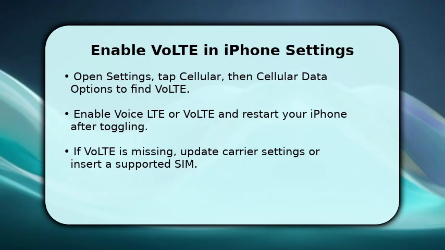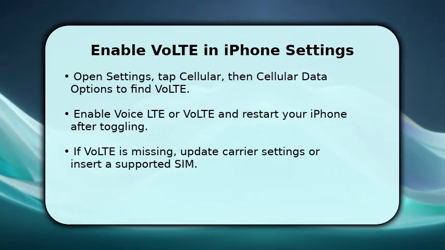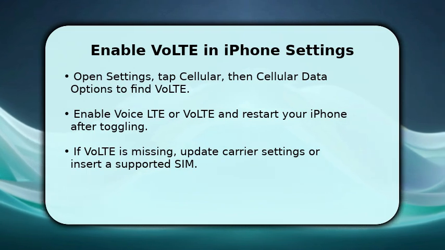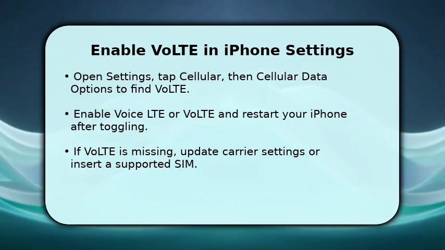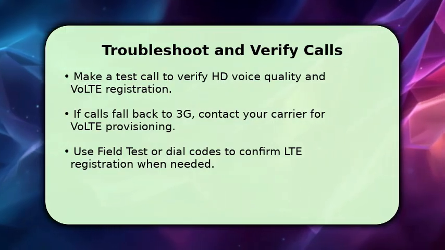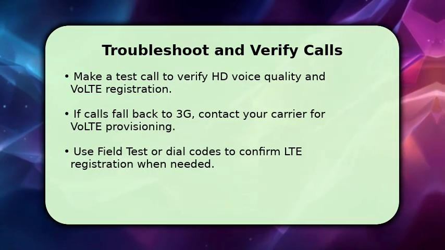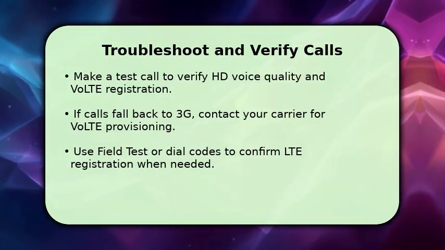If the VoLTE option is missing, update carrier settings or reinsert a supported physical SIM card or eSIM profile. Make a test call to confirm you hear clearer HD voice quality on VoLTE. Watch the status bar and call details to see if the device stays on 4G or LTE during the call.